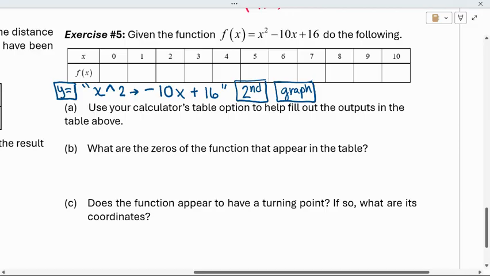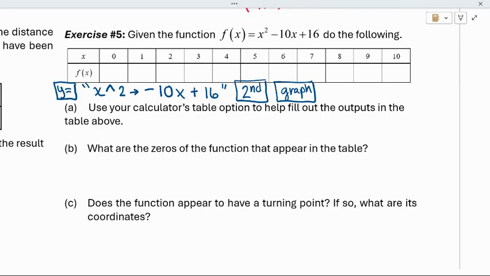So raise your hand if you're struggling. I will help you. Arrow over. Okay? Yes, it's minus 10. You see it right there? It's a minus 10x. Okay, so then you have to hit second graph to get to your table.